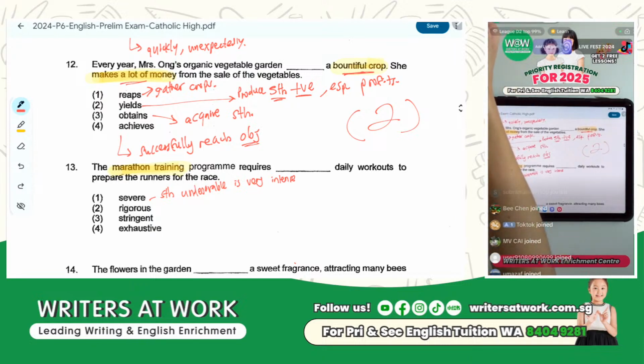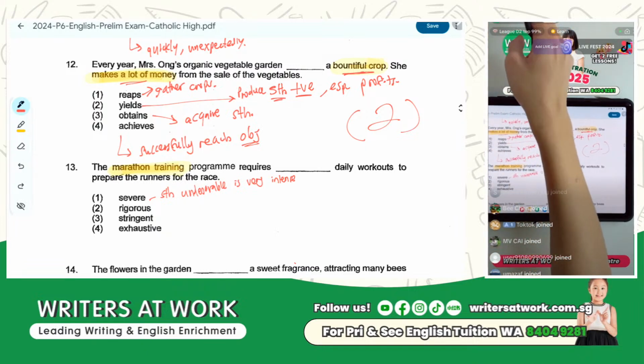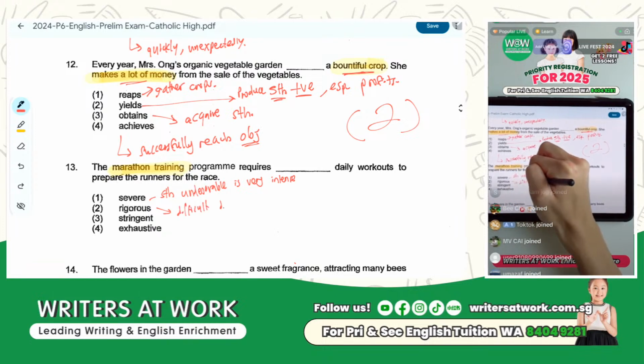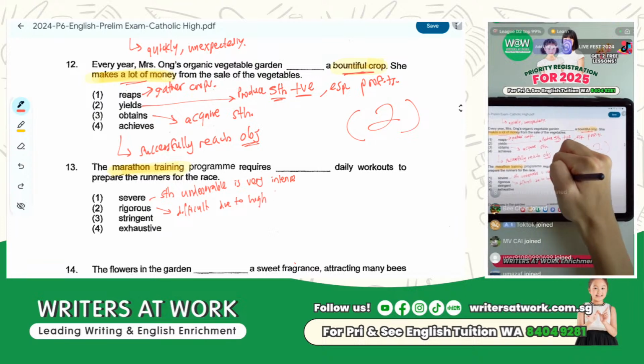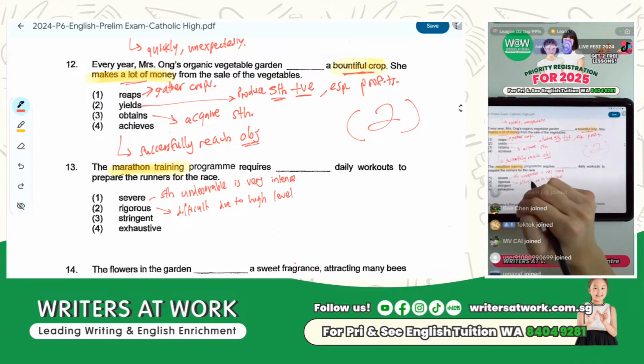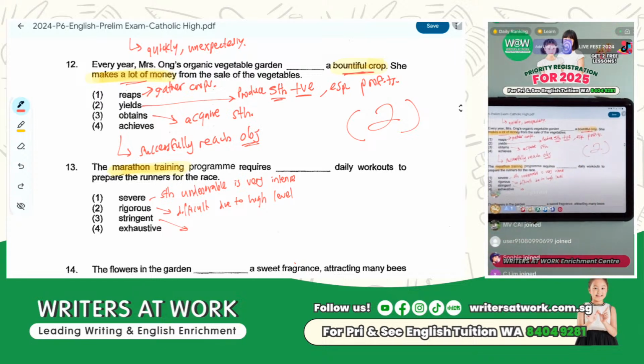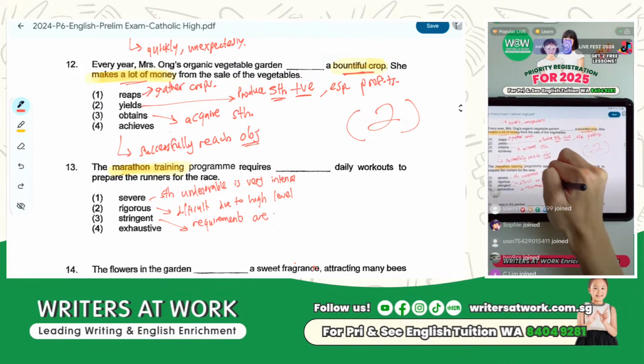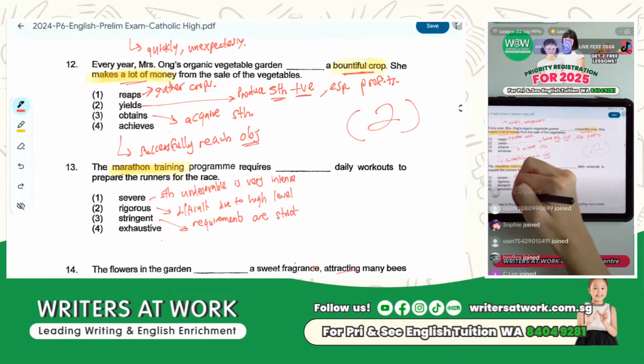Alright. Now, rigorous here means something is very difficult due to a high level. Stringent means the requirements are strict. And lastly, exhaustive means you consider all aspects.